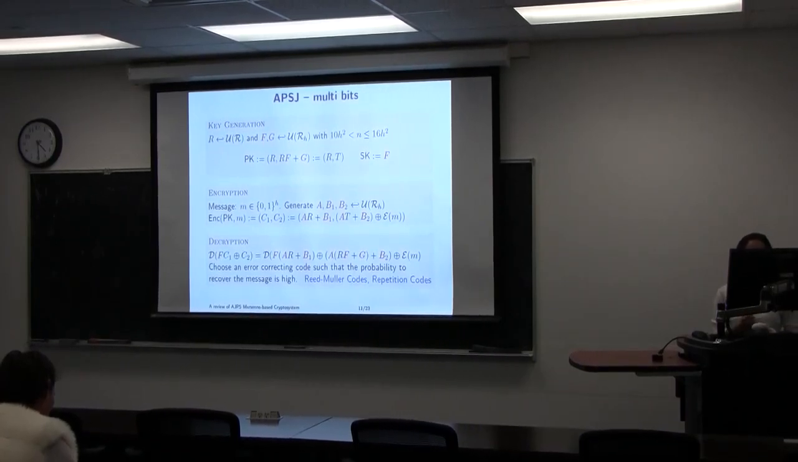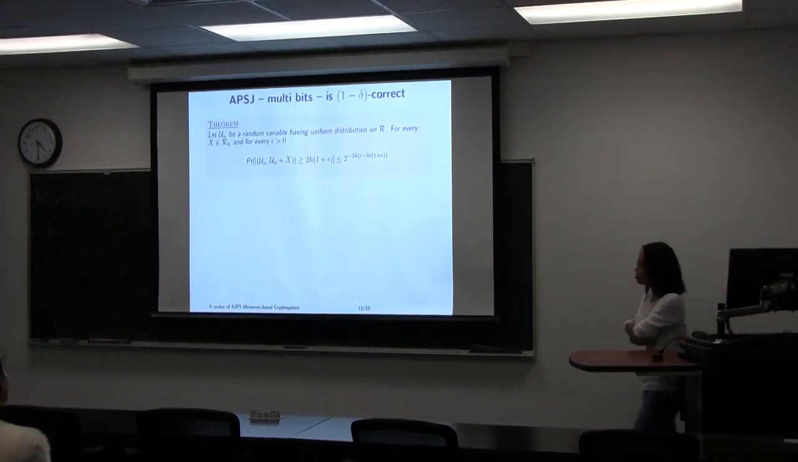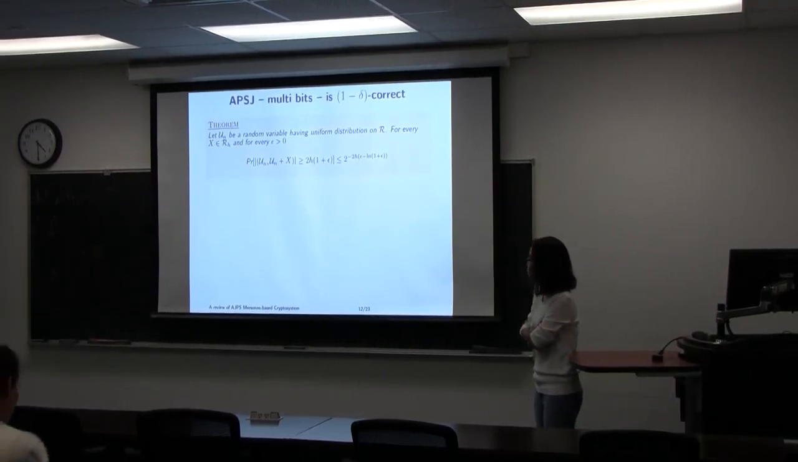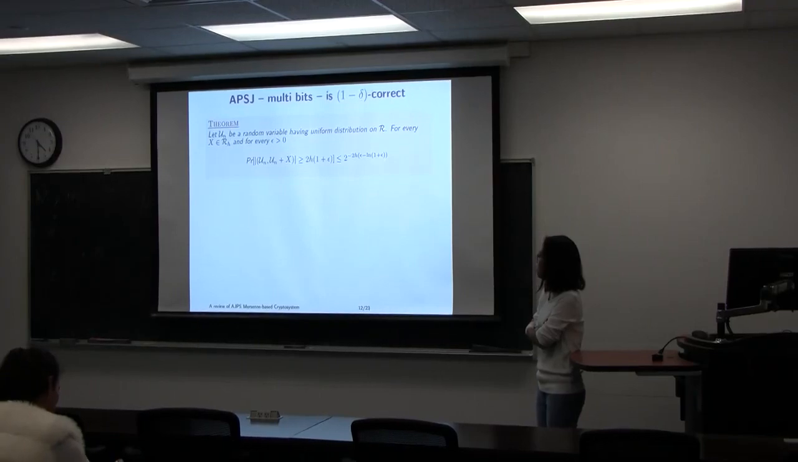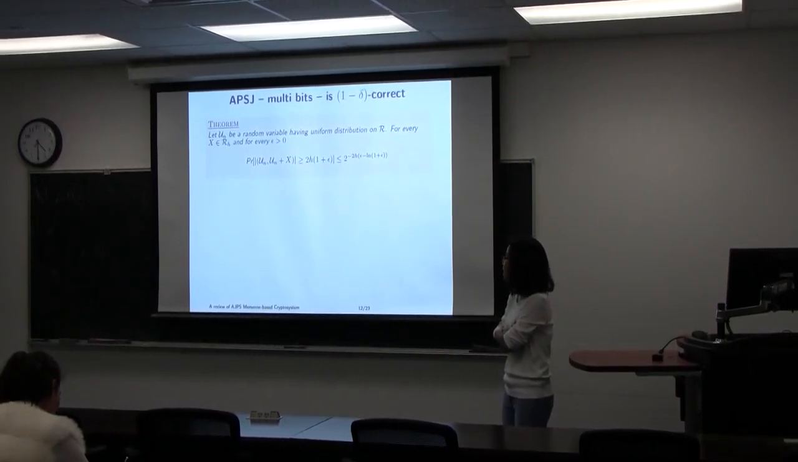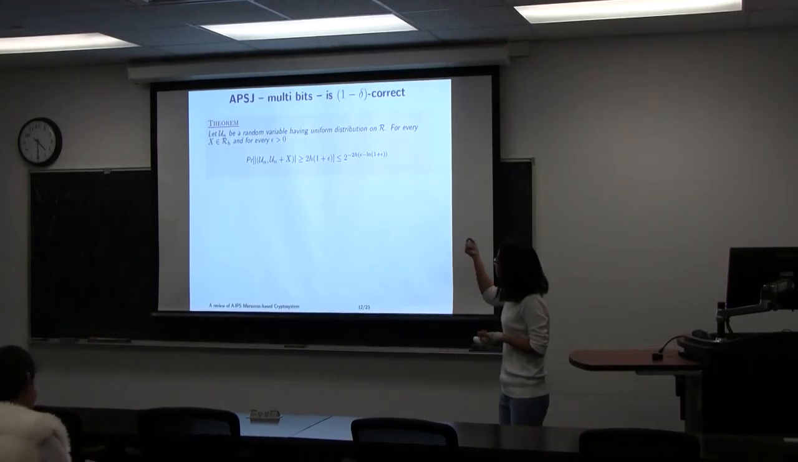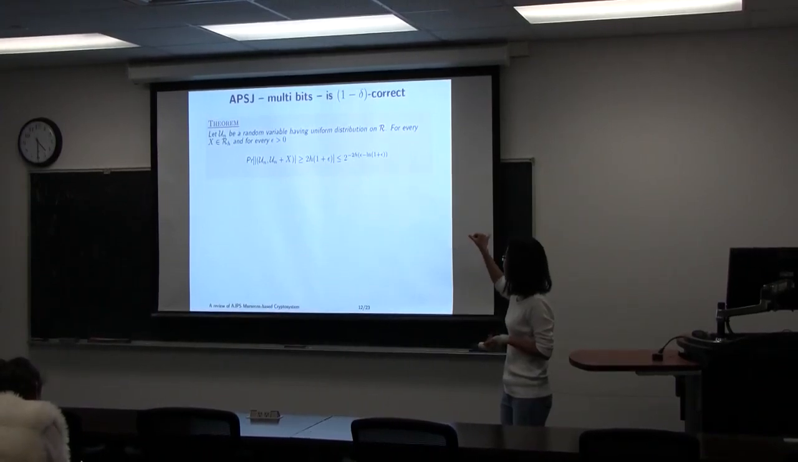They suggest we choose a Reed-Muller code or the repetition code. But let's see. First they prove that, suppose we have U_n be a random variable uniformly distributed on the ring R. Then for every element S belonging to H, and for every small epsilon, the probability that the Hamming distance between the random variable U_n and U_n plus S is bigger than 2H times (1 plus epsilon) will be bounded.